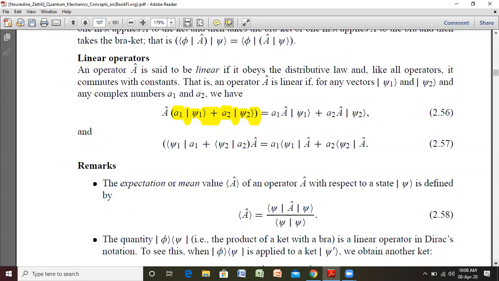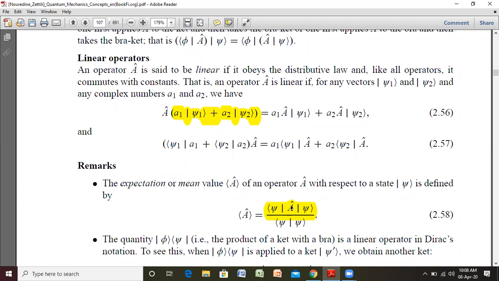But now we are using bracket notation. In bracket notation, we write it like this: the average of A is equal to, this is the bra, which is psi star, then the operator is sandwiched, and then the ket. This is the bracket notation. You know, this represents psi star, A operator, and psi. So again here, the operator is sandwiched between psi star and psi.